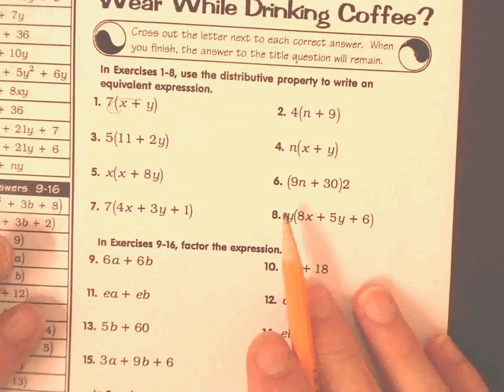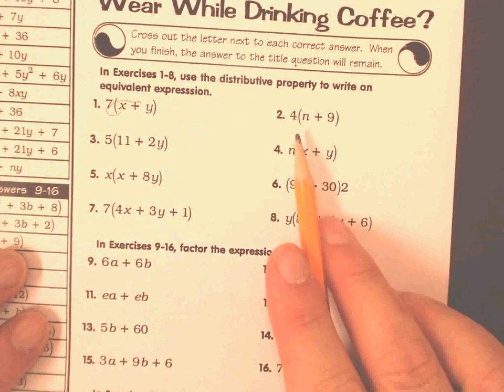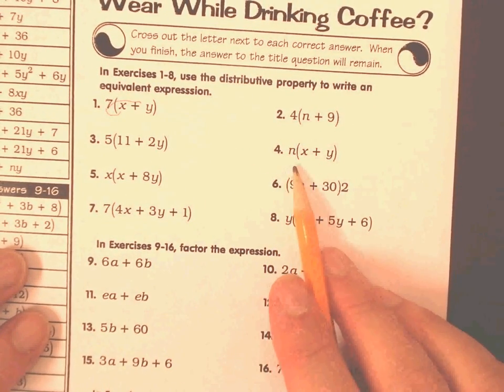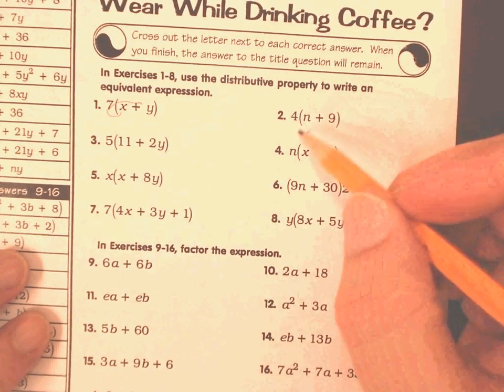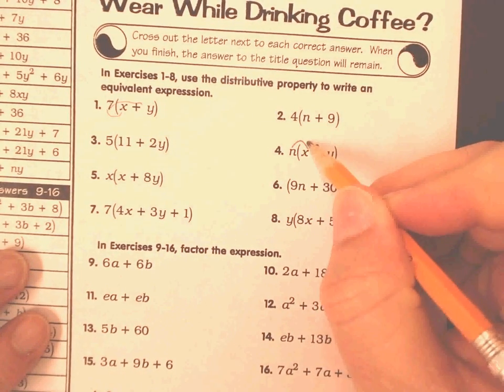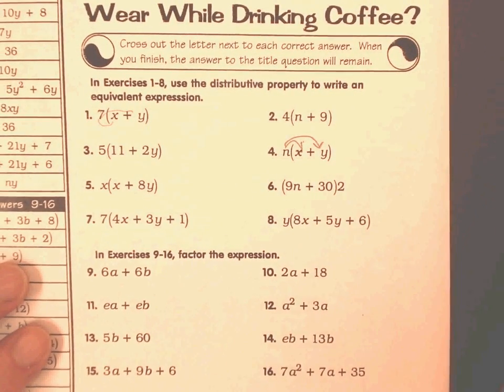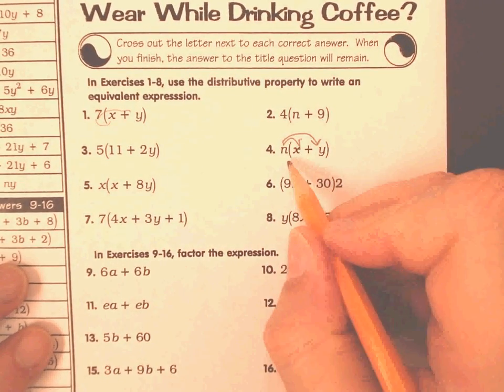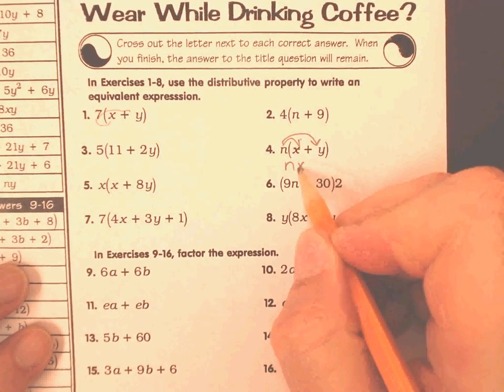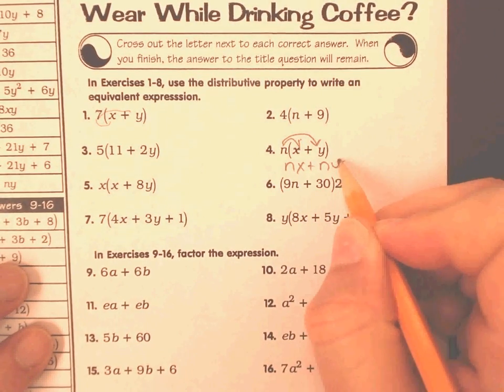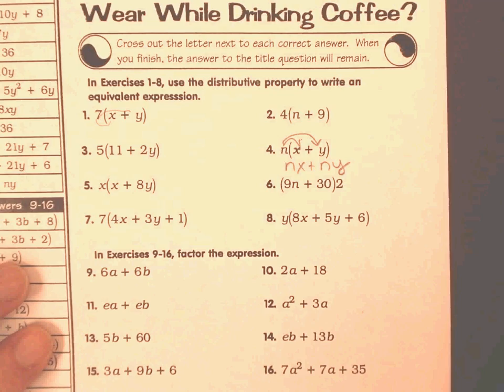Where it might get difficult are problems like number 4, where I'm distributing an n to an x and a y. It doesn't matter that I'm distributing an n. It's just like it's a number. The only difference is there's no value for n, there's no value for x, so the only thing I can do is say n times x plus n times y, and I'm done.